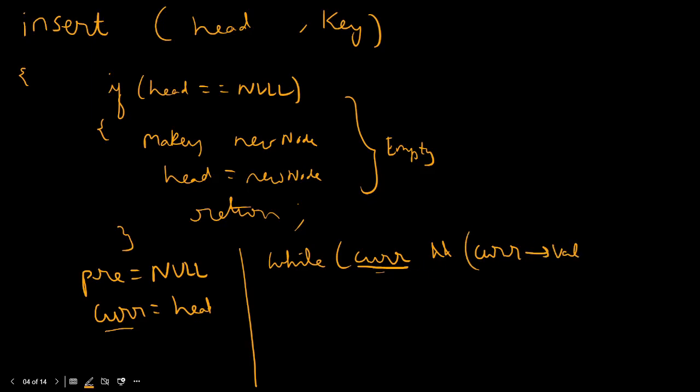Cur's value is less than key. How to do this? Pre equal cur, cur equal cur's next. So yeah, now after this while loop exits, my pointers are exactly where I want them to be.